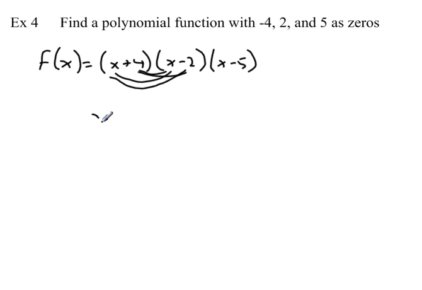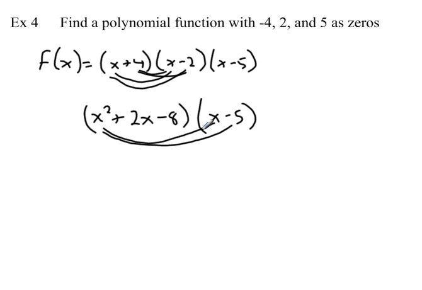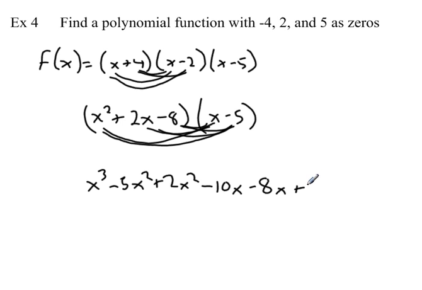And if I multiply those, we will get x squared plus 4x minus 2x. So I'll write that as plus 2x minus 8. And then we need to multiply that by this other factor, x minus 5. So again, it's following the distributive property, multiplying every term of the first by every term of the second, which will give us x cubed minus 5x squared plus 2x squared minus 10x minus 8x plus 40.